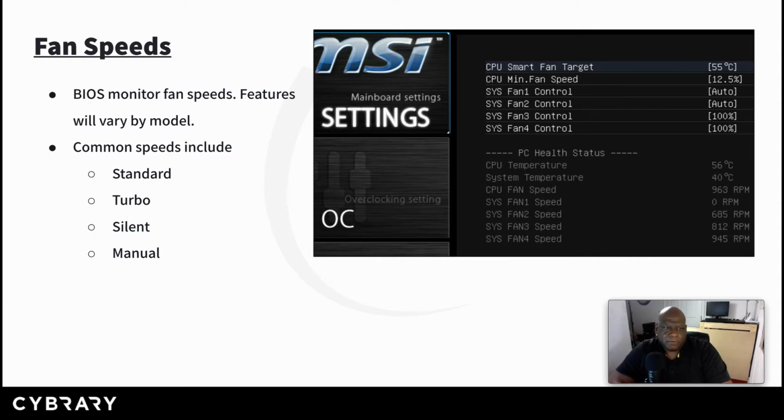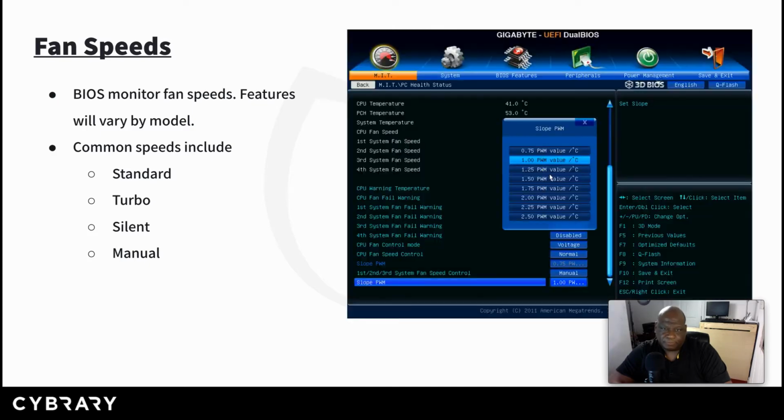Fan speeds, BIOS monitoring the fan speeds. Some features will vary by model. Common speeds or settings that you may see in the BIOS would be standard, turbo, silent, or manual. All of these are controllable in the BIOS, and you'll see these more in the newer UEFI BIOSes versus the older legacy systems.